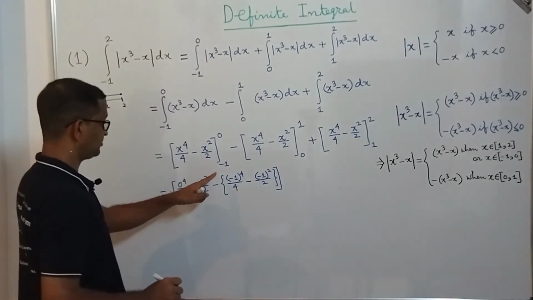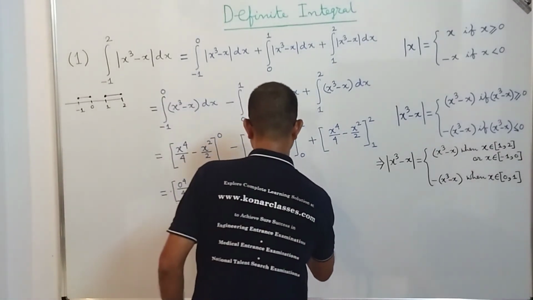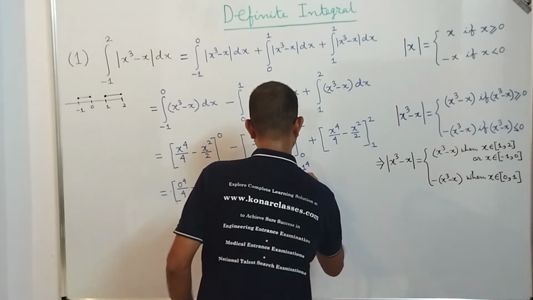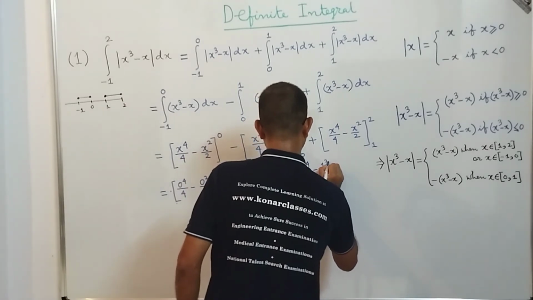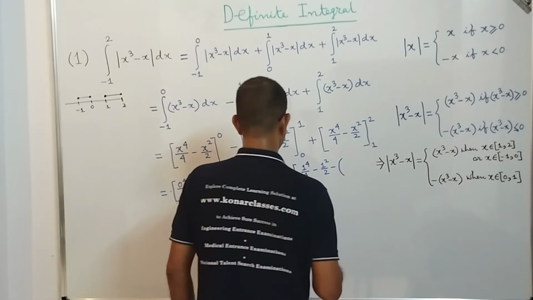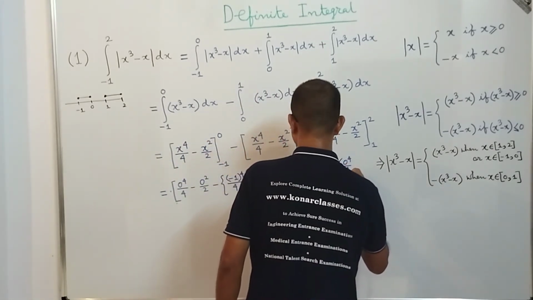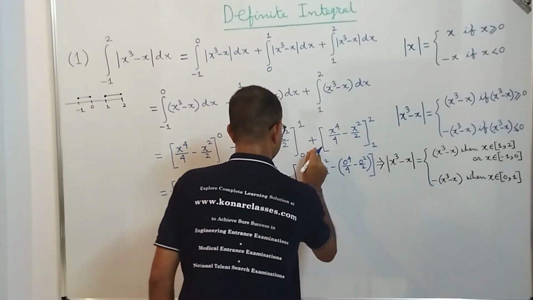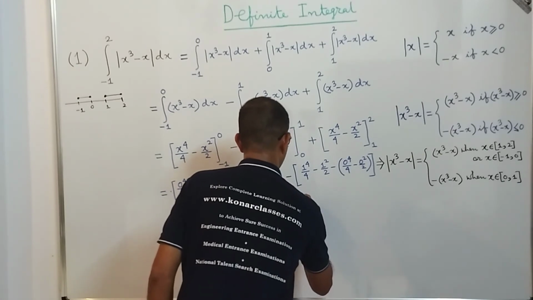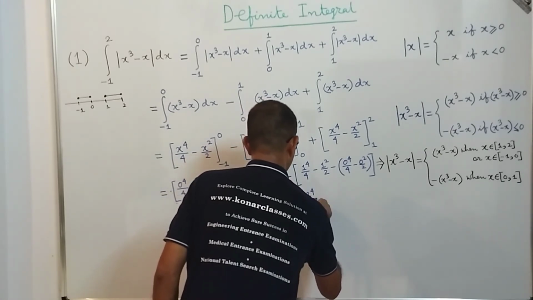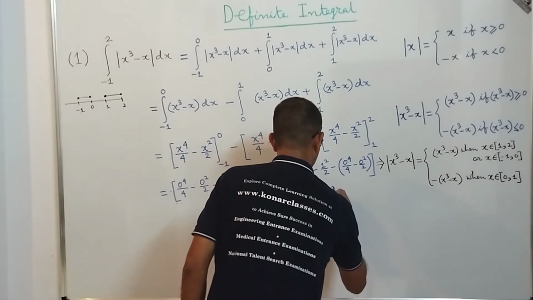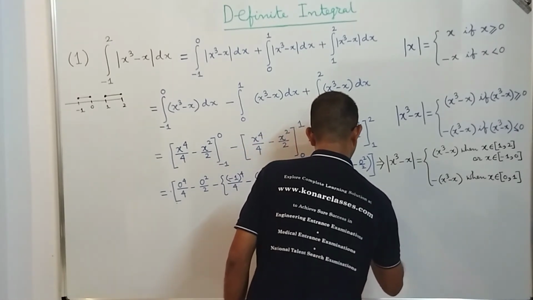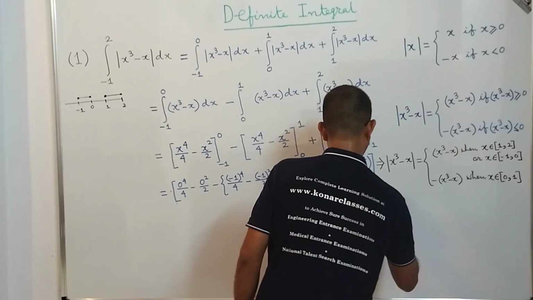So this is the evaluation of this one. Minus, we can write here, 1 to the power 4 by 4 minus 1 to the power 2 by 2 minus 0 to the power 4 by 4 minus 0 to the power 2 by 2, and then plus this one, what we get is 2 to the power 4 by 4 minus 2 to the power 2 by 2 minus 1 to the power 4 by 4 minus 1 to the power 2 by 2.